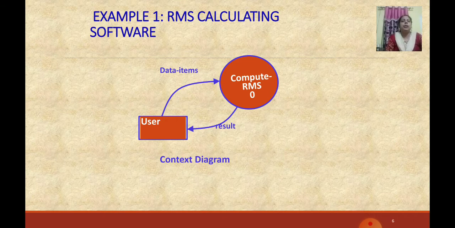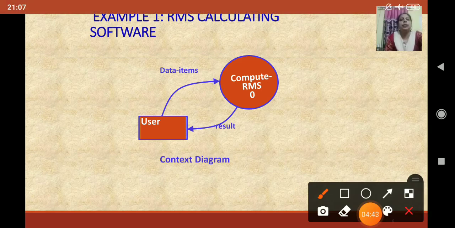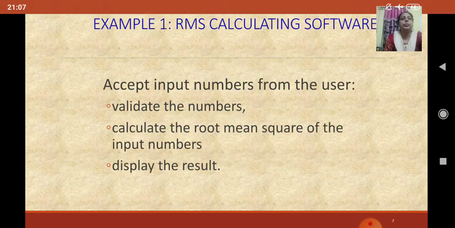so this one is the context diagram. Here the user is the external entity and the system, compute RMS, is the process. The system will take 3 data items and the system will return the result. So this is the context diagram or level 0 diagram.